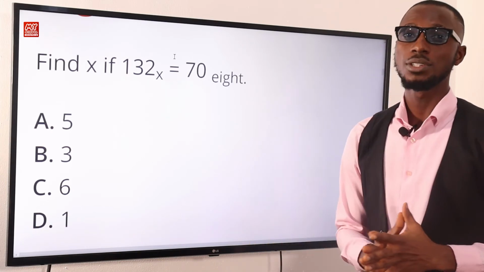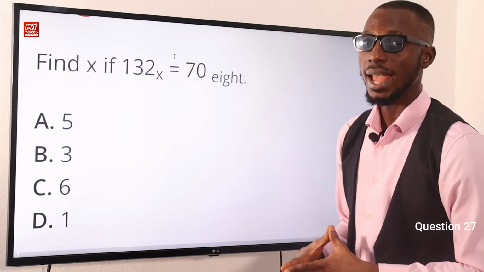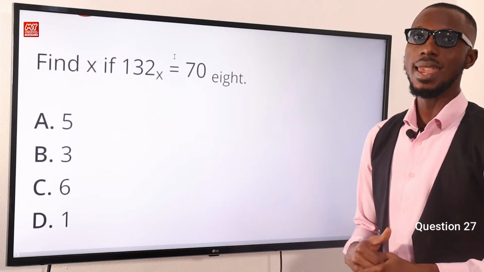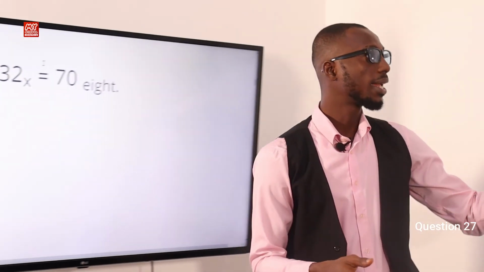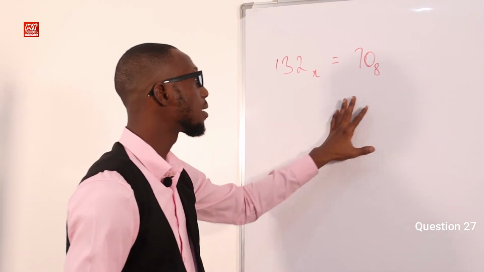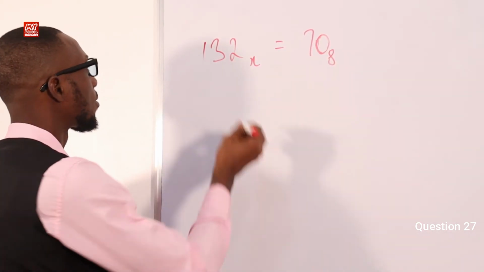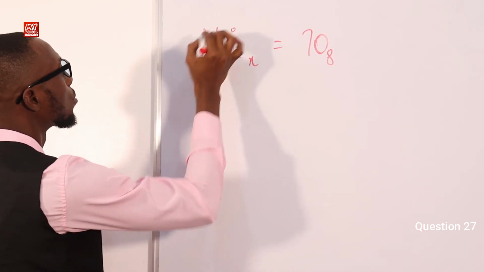So join me as we solve question 27. Find x if 132 base x equals 70 base 8. I just replicated the question on the board. We have 132 base x, then 70 base 8. What we just have to do is to expand. So this is 0, 1, and 2.